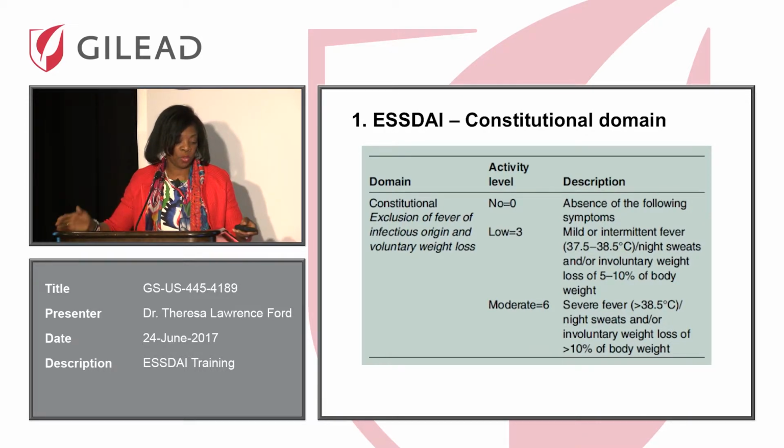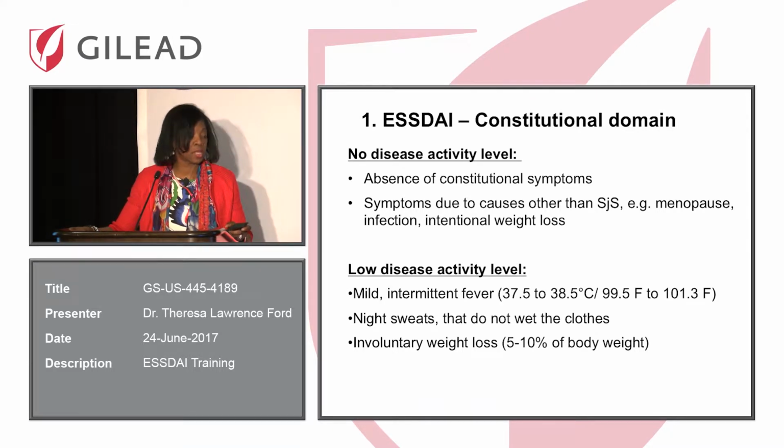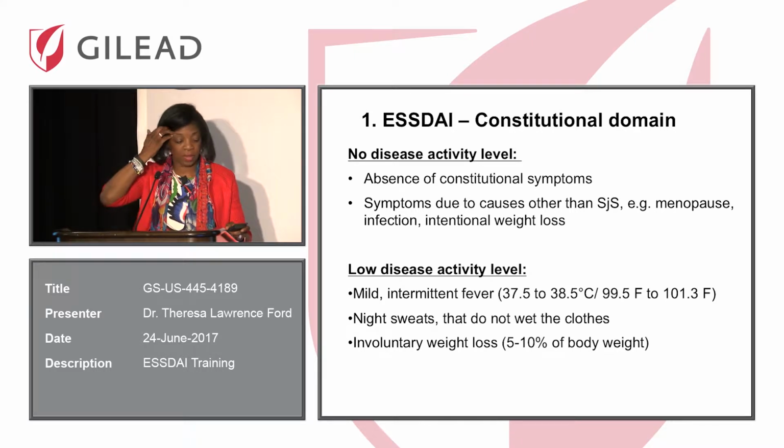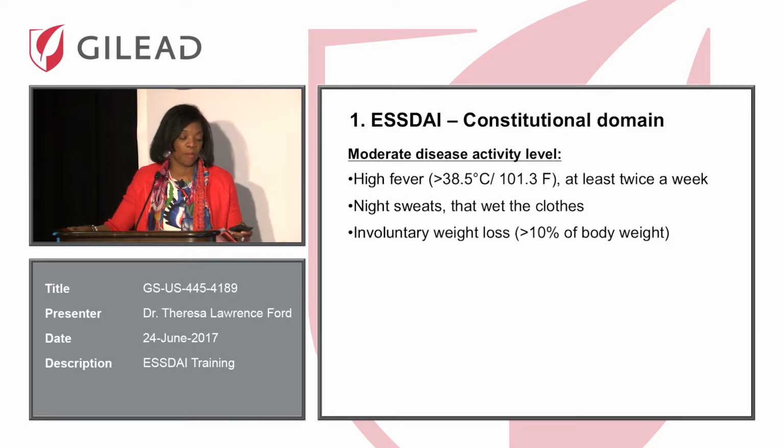And as I go through this, you'll see what we'll do in each of these domains. So 0 would be no disease activity, no constitutional symptoms at all, and symptoms that are due to other causes, menopause, infection, weight loss. Whereas a low disease activity level, and there we have our Fahrenheit and centigrade measurements, that's mild intermittent fever, night sweats that do not wet the clothes, and involuntary weight loss, 5 to 10% of the body weight, and then the moderate would increase to greater than 38.5 or 101.3, at least twice a week, night sweats that do wet the clothes, and involuntary weight loss of greater than 10% of the body weight.